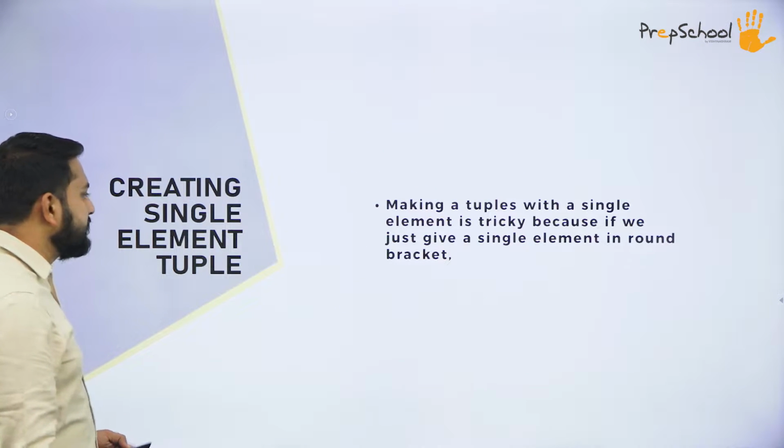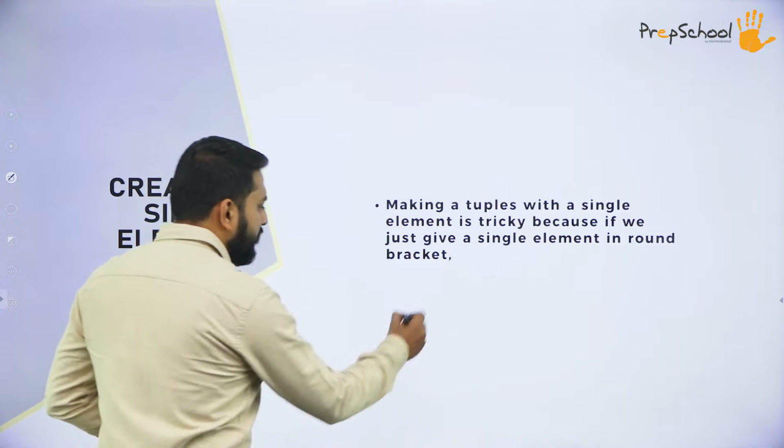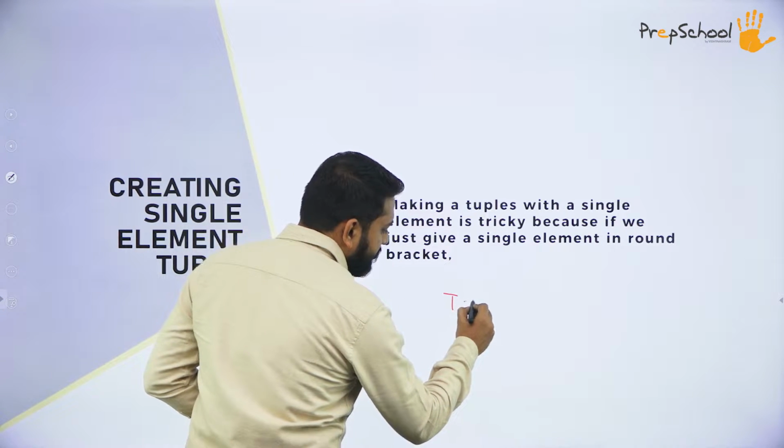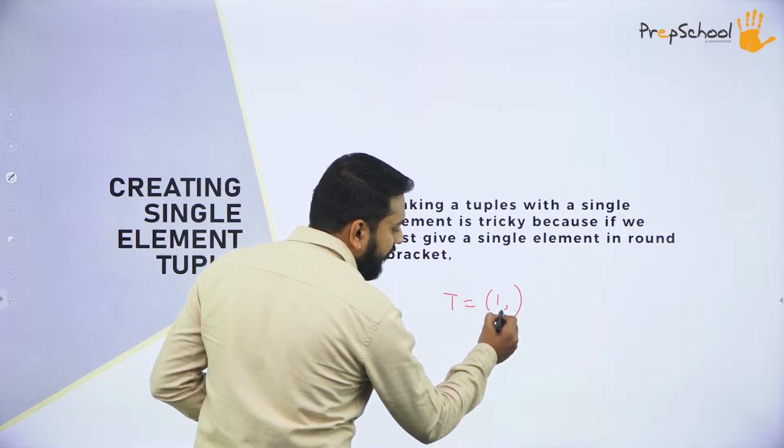My dear students, creating a tuple with a single element, I have already discussed. Suppose you are creating a tuple, let me just take T. After that I have 1, then after that I should not forget to have this comma.